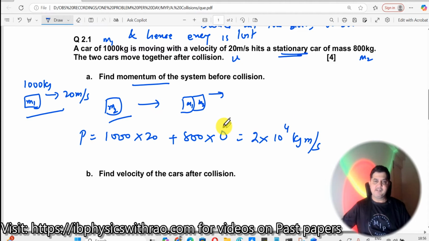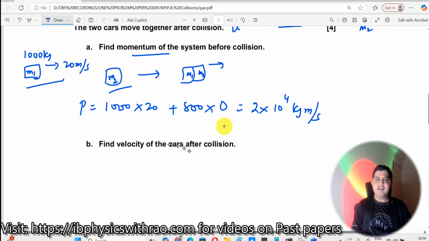Next, find the velocity of the cars after collision. What is the velocity after collision? So now, here, how do I write? Using conservation of momentum.